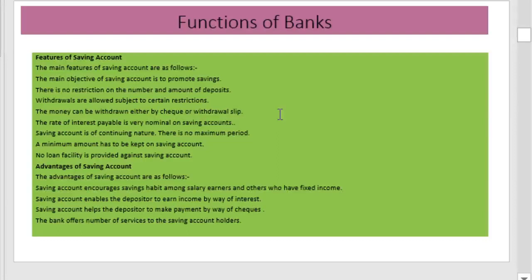The rate of interest is very nominal on a saving account. A saving account is of a continuing nature, and there is no maximum period. A minimum amount has to be kept in the bank account. No loan facilities are provided against a saving bank account. These are the features of the saving account.